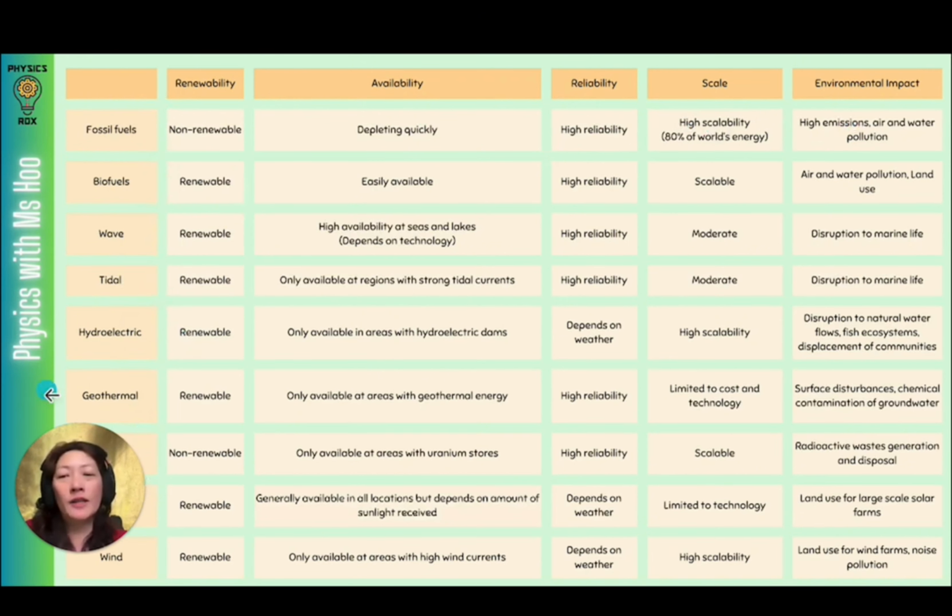sources. So fossil fuels are non-renewable. They are depleting very quickly. They're highly reliable, meaning that when you have them, it's easy to burn them and extract the energy very quickly. They're highly scalable. Fossil fuels are actually one of the main sources of energy in the world. They provide 80% of the world's energy. However, they do have high emissions and it can cause air and water pollution.